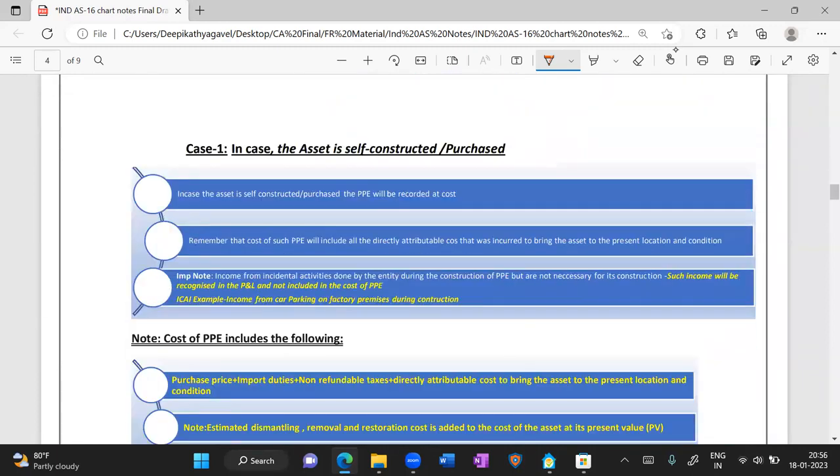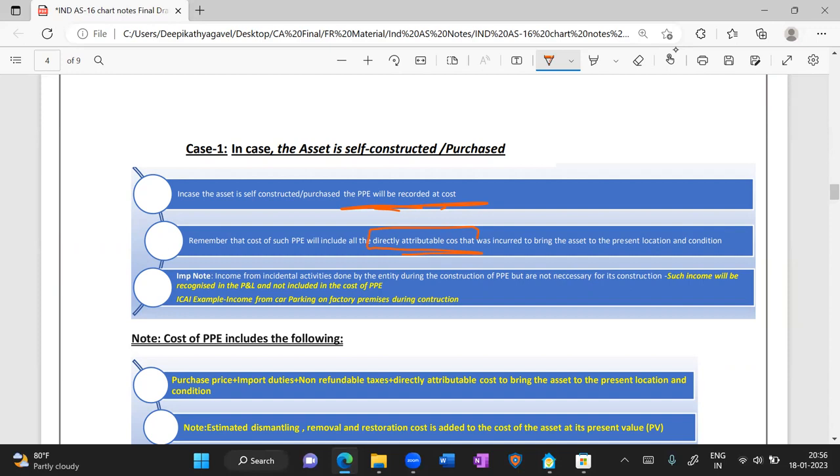The first case says that in case the asset is self-constructed or purchased, very important thing, initial recognition will happen at cost. Initial recognition will happen at cost, right? And remember that the cost of the PP, this you would have already studied in AS also, the cost of the PP will include all the directly attributable cost. Directly attributable cost that was incurred to bring that particular property, plant and equipment to the present condition and location.